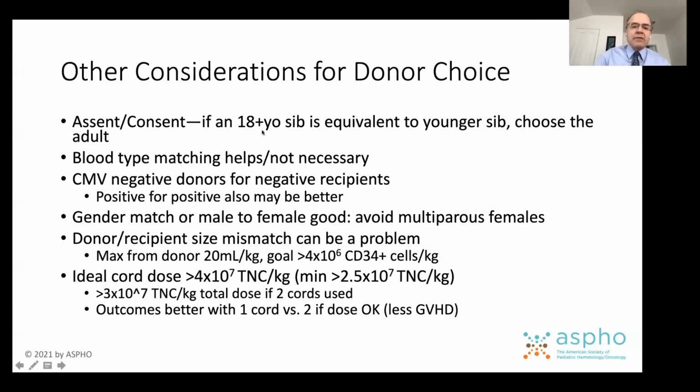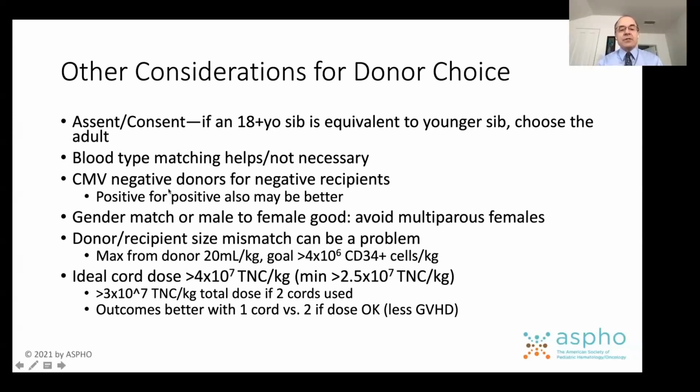Other considerations. If you have an older donor, a sibling who's 18 and can provide consent, it's probably good practice to allow that donor to be first preference. But if your younger sibling is truly a better donor for other reasons, maybe the blood type is the same and the older donor's is not, then it's perfectly legitimate and reasonable to use that younger donor. Blood type matching helps and is really great if you can get it, but it's not necessary. You can do it without the blood type match.